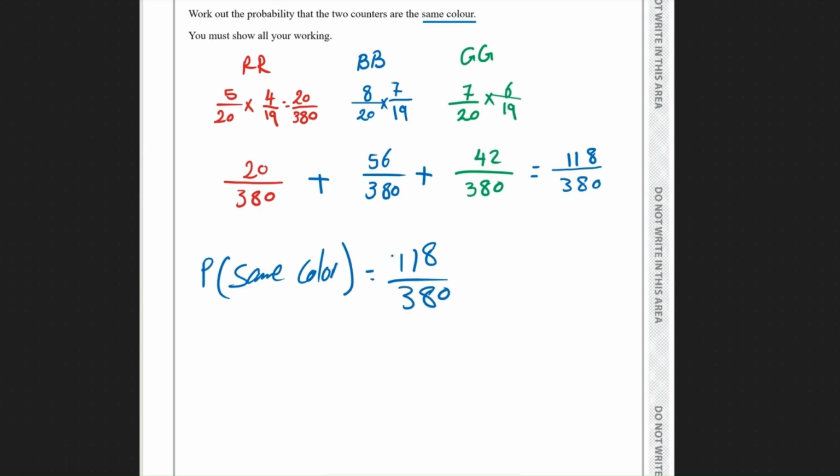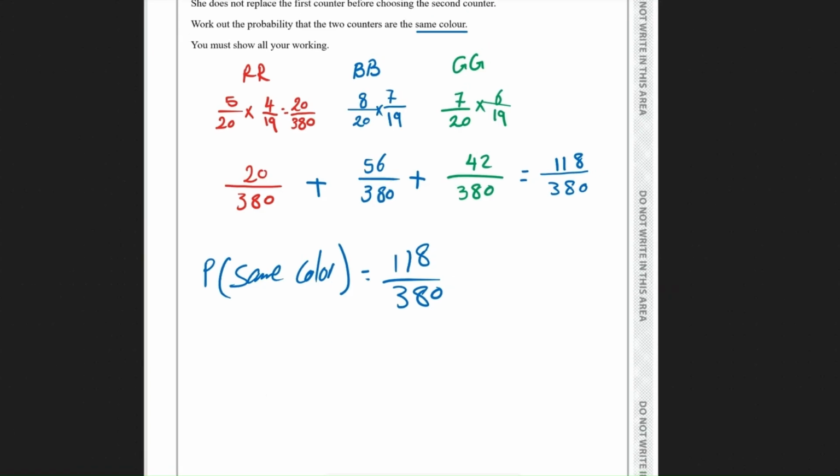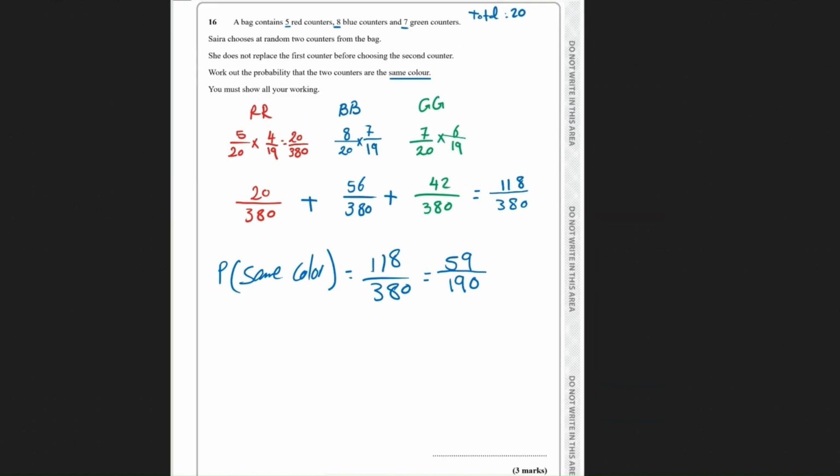You can leave it as it is, or you can simplify. Usually, I prefer to simplify as much as you can, but don't spend a long time on it. So 118 divided by 2 would be 59, and then 380 divided by 2 became 190. You can leave it as it is, and you write the probability of the same color is 59 divided by 190.